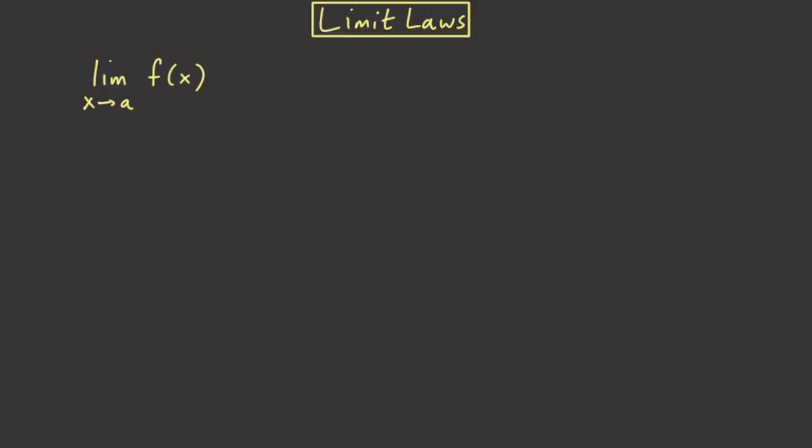So far, we've discussed limits of a single function at a particular point. In this video, we'll talk about what you can do if you know the limit of multiple functions at the same point. So here we have the limit of f of x as x approaches a. And let's say that's equal to 5. And then over here, we have the limit of g of x at the same point a. And let's say that we know that that limit equals 3.